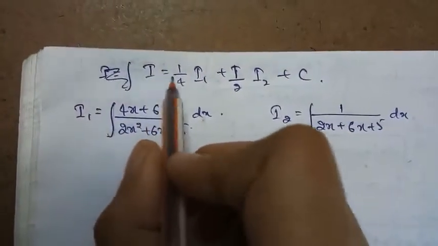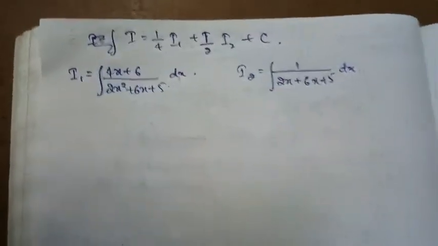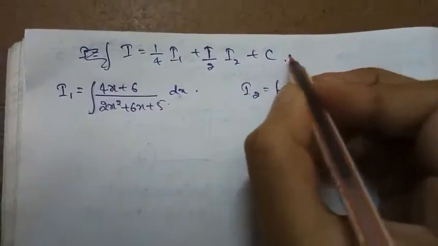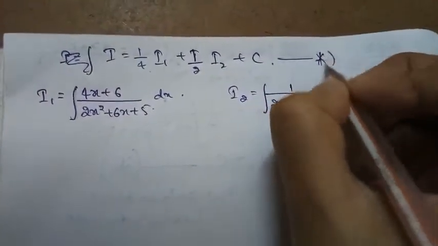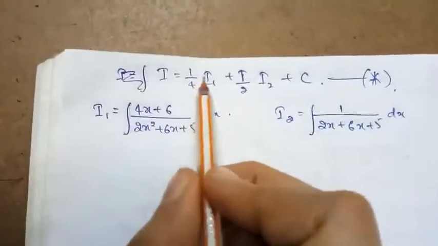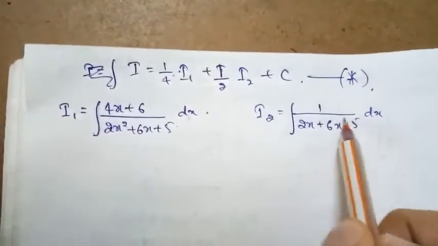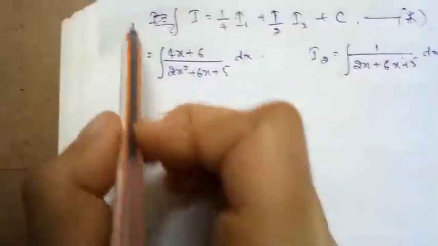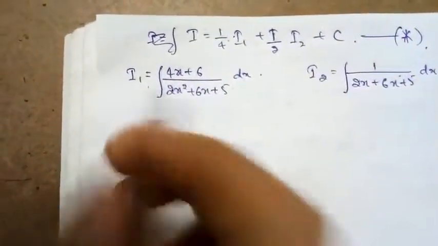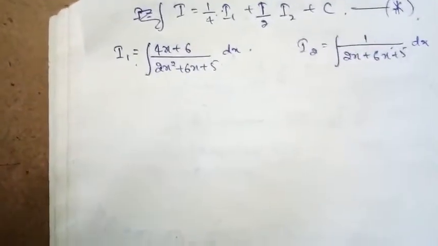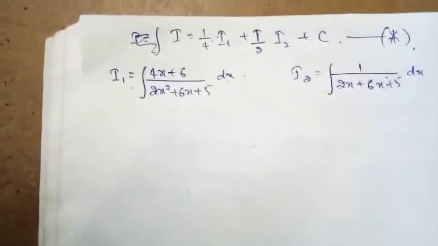So I is equal to 1 by 4 I1 plus 1 by 2 I2 plus C. I am calling this one as a big star. So remember clearly which one you have taken as I1 and which one you have taken as I2. So I have considered this one as I1. First I will deal with the integration or getting the integral of I1 first.